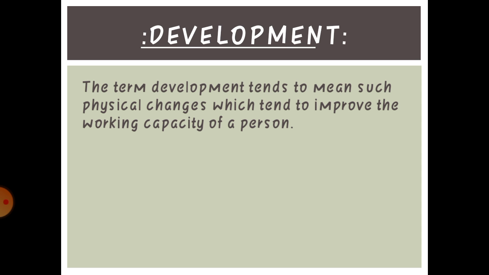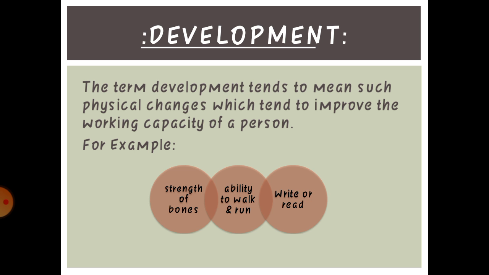The next is development. The term development tends to mean such physical changes which tend to improve the working capacity of a person. For example, strength of bones, ability to walk and run, read or write. These are a few examples of development, but development is basically related to skills and abilities which polish with the passage of time. When an individual grows and moves in this society, it polishes.